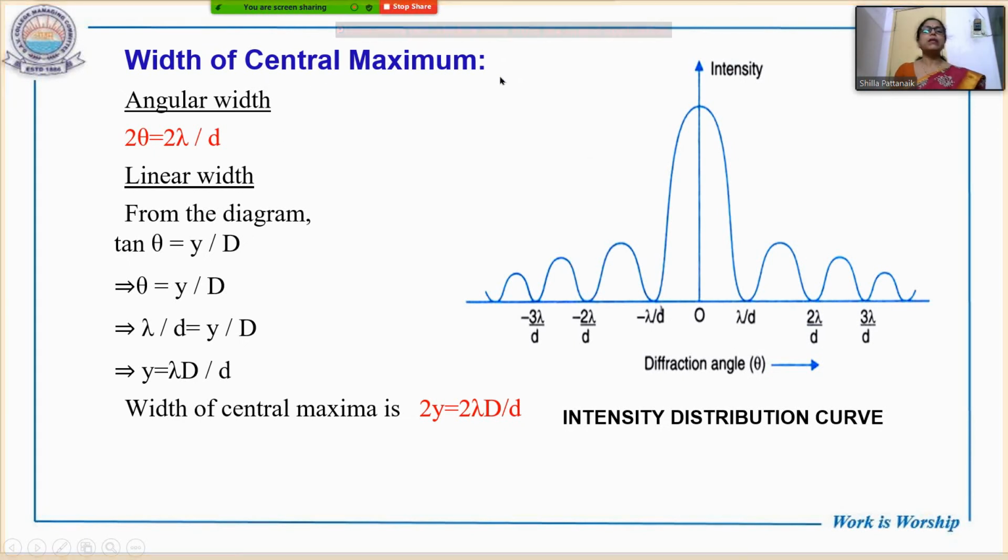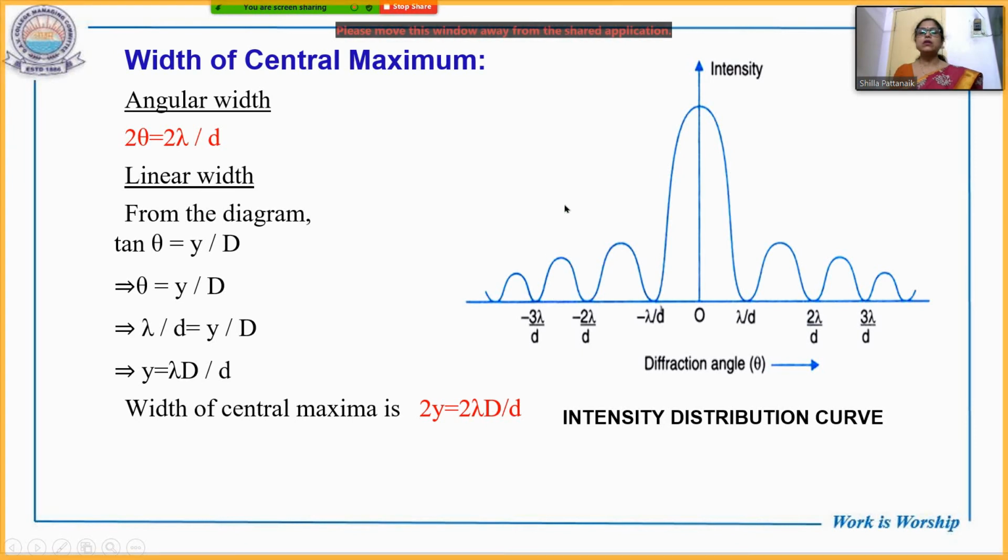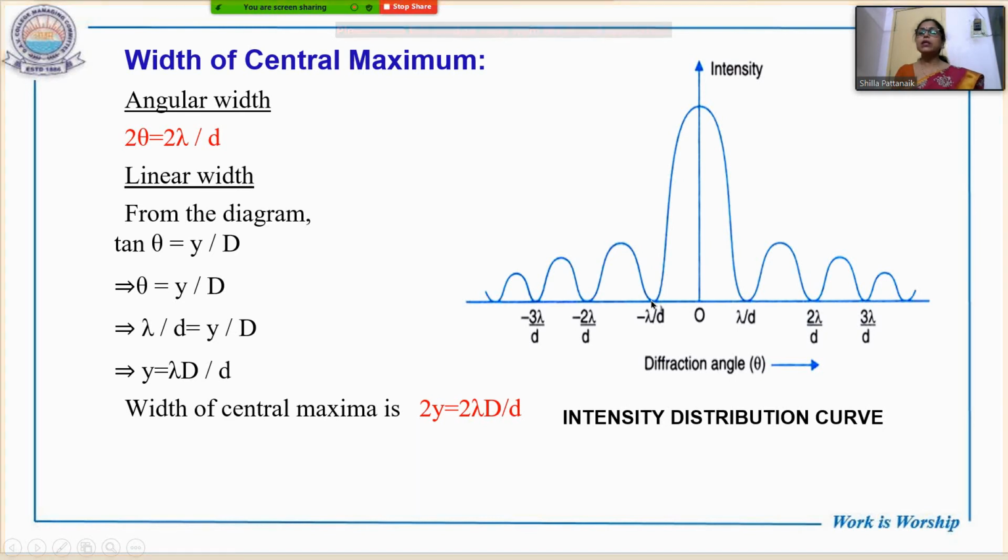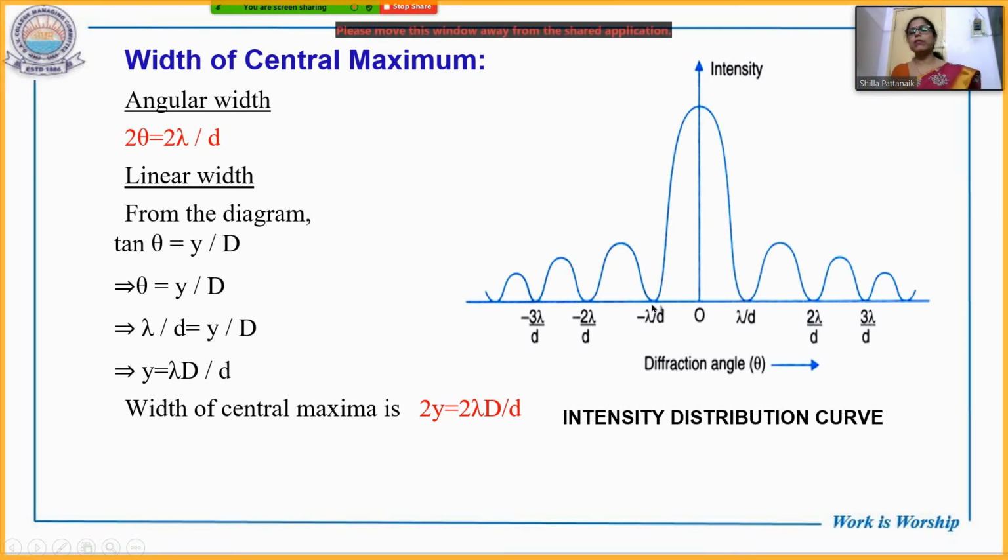So what is the fringe width, the width of the central maximum? You can see now the intensity distribution curve. Here I will explain the width of the maxima and minima. You see the central fringe has maximum intensity, spreading on both sides of the central point. You get the first minima at an angular position of lambda by d, and on the other side also at lambda by d. So what is the width of the central maxima then? 2 lambda by d.